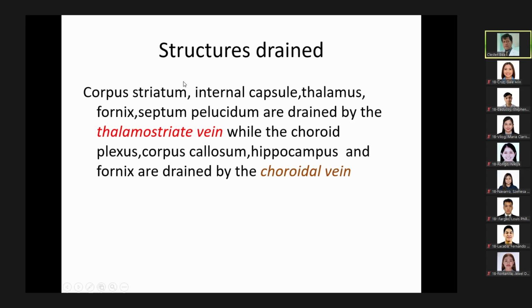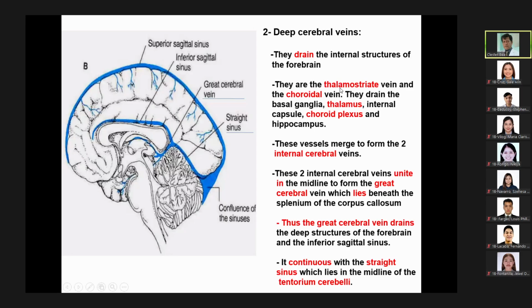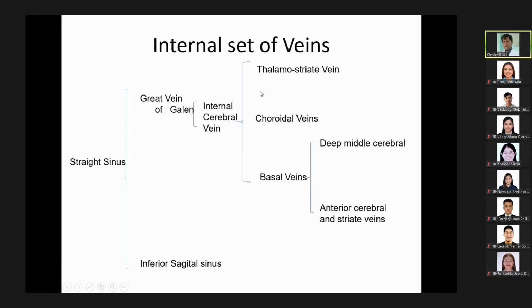Okay, the corpus striatum, internal capsule, thalamus, fornix, and septum pellucidum all drain to the thalamostriate vein, while the choroid plexus, corpus callosum, and hippocampus will drain to the choroidal vein. These are two veins, the thalamostriate vein and the choroidal vein. Okay? Eventually they will form the internal cerebral vein and then the great vein of Galen. Okay, so this is a sort of diagrammatic presentation of how the internal set of veins will operate.